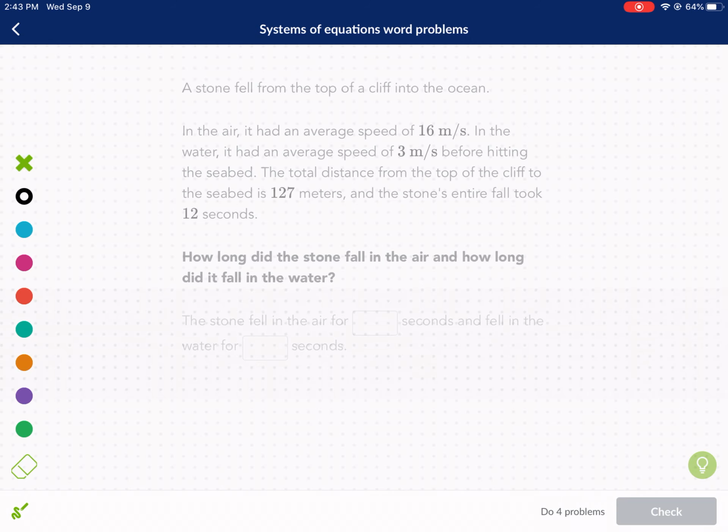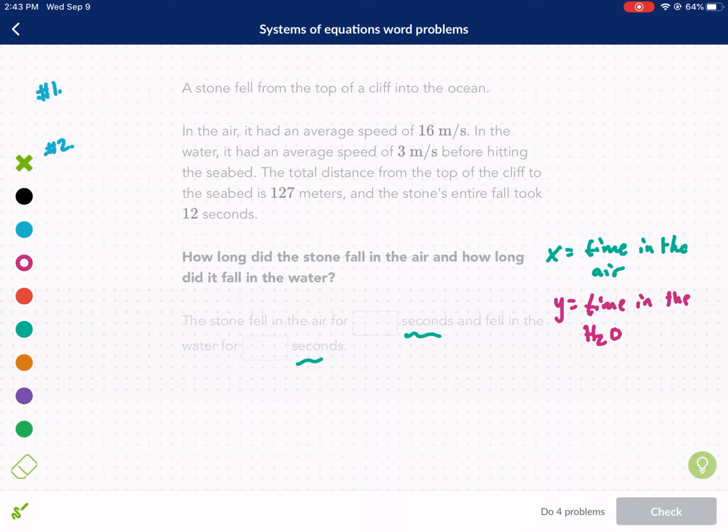Keep in mind that with systems of equations, we are going to be looking for two equations with two variables, x and y. We'll need to define our variables first. One of the first things we need to do is understand what the variables are. What should we define them as? If we're looking for seconds, then let x equal the time in the air. And then we'll let y, let's make it red, I suppose, or whatever color this is, y will equal the time in the water, in the H2O. Okay, so time in the air, time in the water.